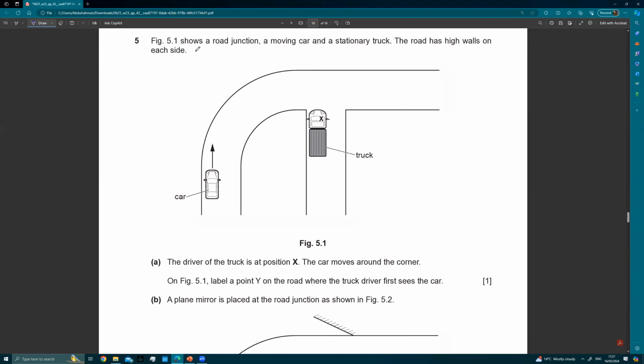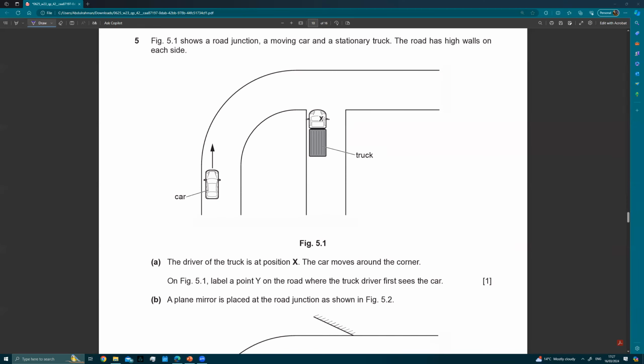Figure 5.1 shows a road junction, a moving car, and a stationary truck. The road has high walls on each side. The driver of the truck is at position X. The car moves around the corner. On figure 5.1, label a point Y on the road where the truck driver first sees the car.